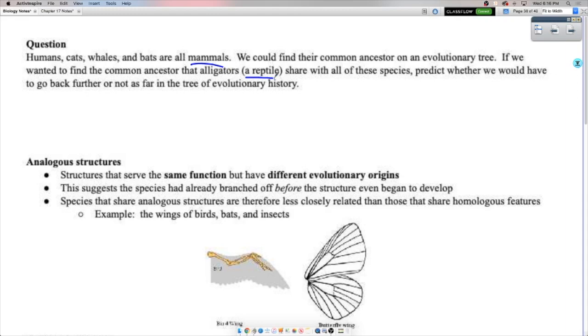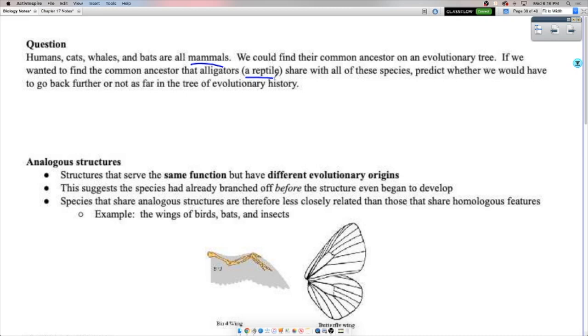Okay, so let's think about that for a sec. Mammals, we're all kind of in the same, well, class. Mammals is a class. So we're relatively close to them, right? We are definitely closer together as mammals than we are to any reptiles. That's a different class, okay? So this is like saying, okay, if you wanted to find you and your cousin's common ancestor, how far back would you have to go?